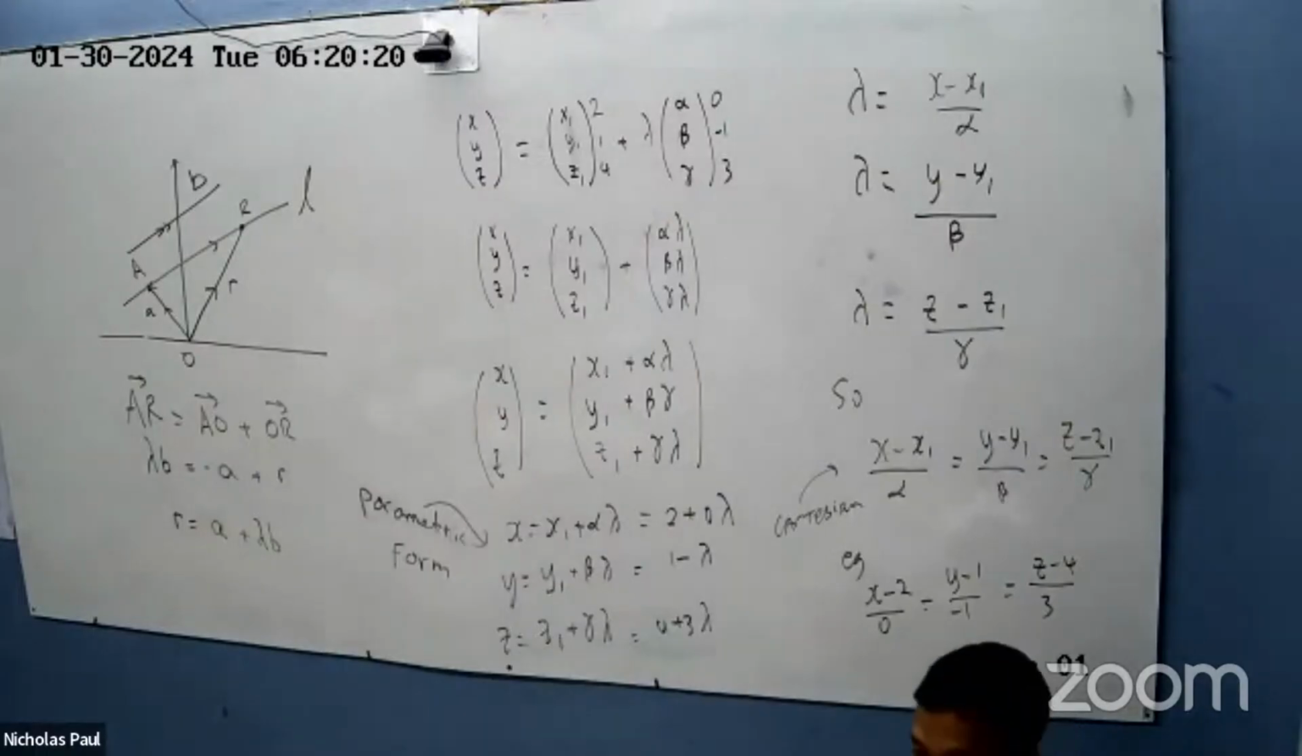So we have to be able to go from one form to the next. How do you remember? Cartesian form has no lambda, so you have to make lambda the subject and equate. Parametric form has lambda, so you have to make X, Y, and Z the subject. And vector form is the next one. So you have to remember each one of these forms. Start with the vector, then make X the subject to give you the parametric, then make lambda the subject to give you the Cartesian. Alright, one for the road here and we're done.